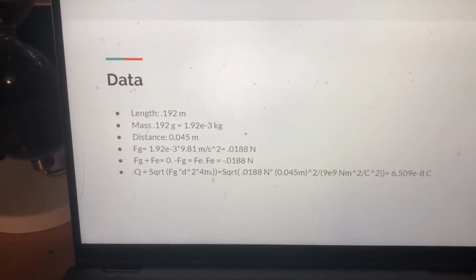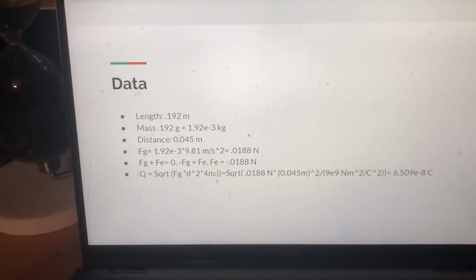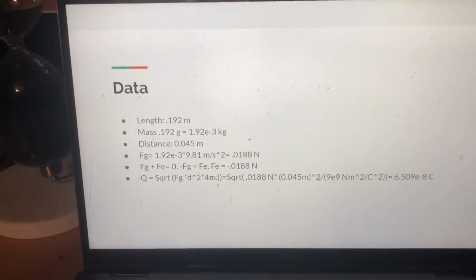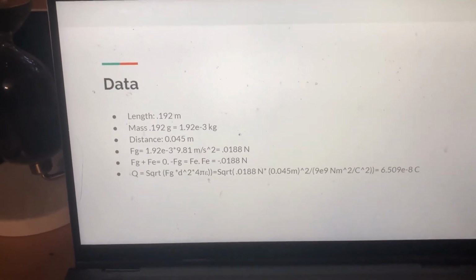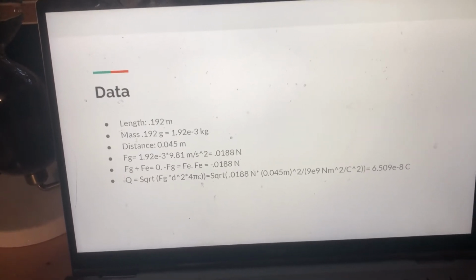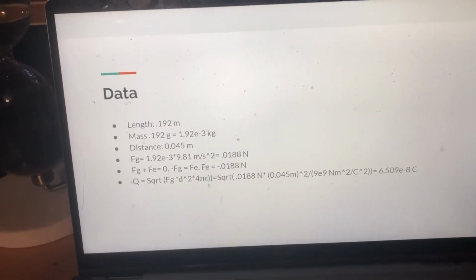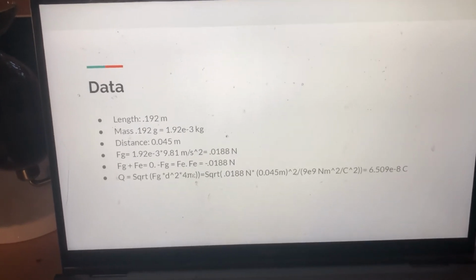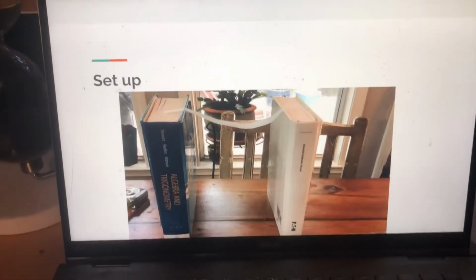The charge was found by taking the square root of the force of gravity times the distance squared times 4 pi epsilon naught, which is equal to the square root of 0.0188 newtons times 0.4045 meters squared divided by 9 times 10 to the negative 9 Newton meters squared per Coulomb squared, which gave a charge of 6.509 times 10 to the negative 8 coulombs.